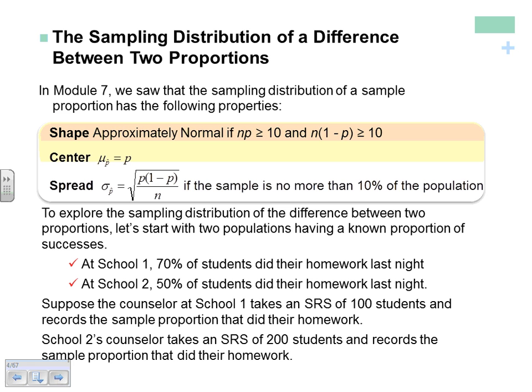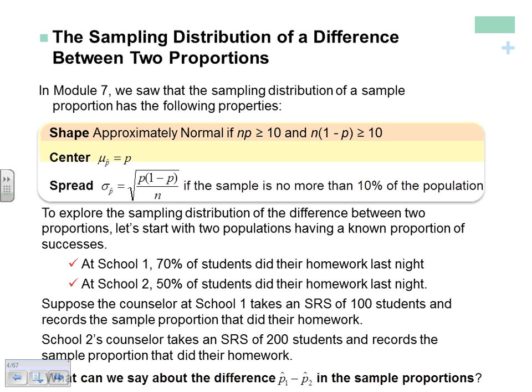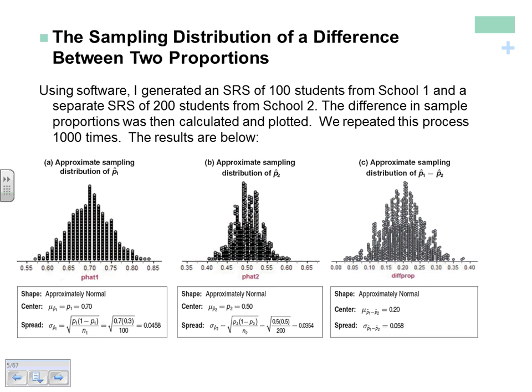And at school 2, the counselor takes a random sample too of 200 students and records the same sample proportion that did their homework. What can we say about the difference p hat sub 1 minus p hat sub 2 in the sample proportions? Okay, so using software here, there's a generated simple random sample of 100 students from school 1 and 200 students from school 2. The difference in the sample proportions was then calculated and plotted, and we repeated this process 1,000 times using the software, and here are the results shown.